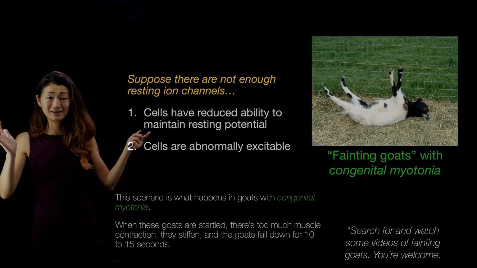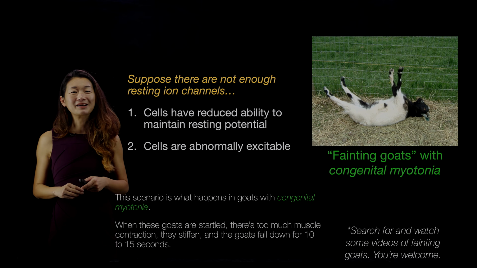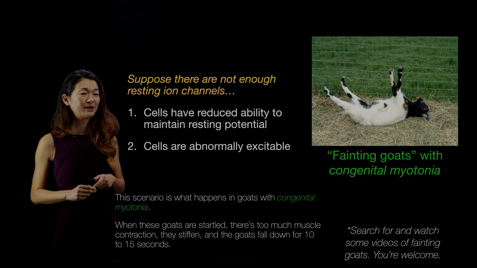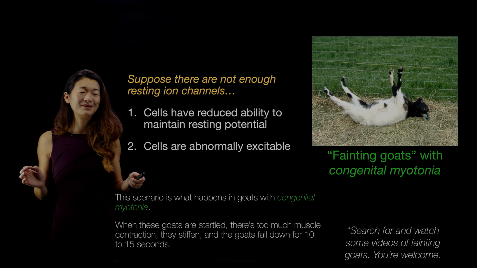They run around, they're totally happy again. This is a kind of charming way of describing not enough resting ion channels in congenital myotonia. But fainting goats is a much more lovely way of naming this condition.